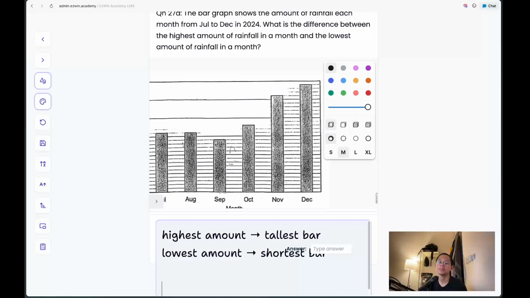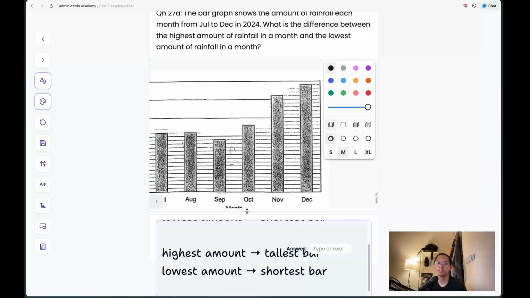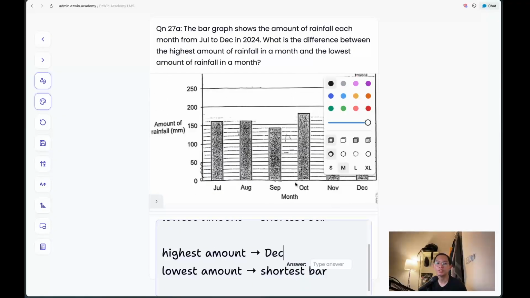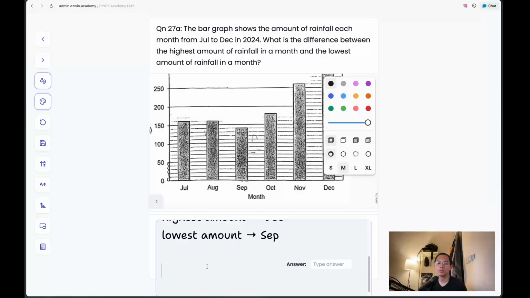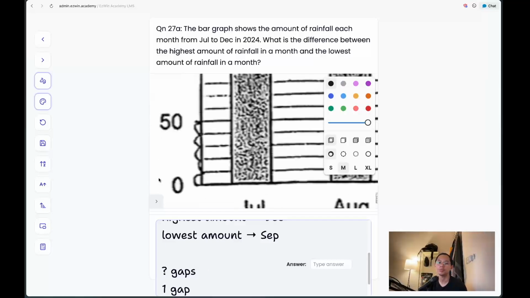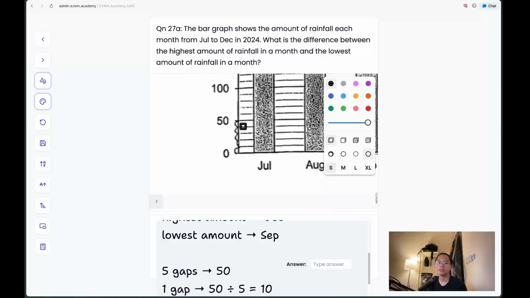So the highest amount over here will be, in this case, December. Put December. The shortest one is September. Okay, so now we know this too. The next part is we want to know what is one gap, and how many gaps. Let's zoom it in. So for this, the amount of gaps is 1, 2, 3, 4, and 5. 5 gaps is equal to 50. 1 gap is equal to 50 divided by 5. This is 10. Okay, so now we know the gaps.